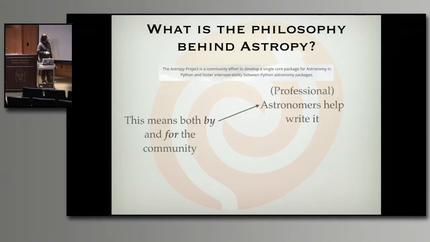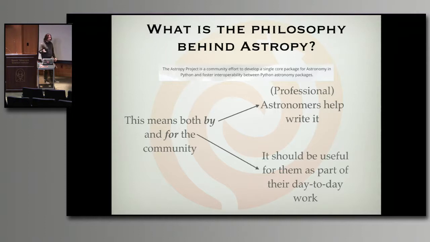Right? By simply means the people who are using it, the astronomers, help write the code, right? They're involved in the process from the beginning to the end. You'll see what that looks like in just a second. But it also means it has to be for them. It has to be useful to them.